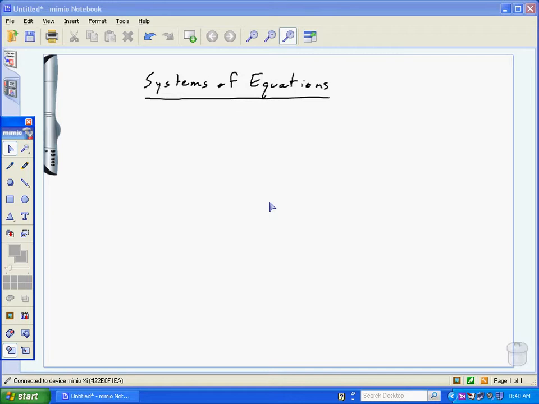Okay, so systems of equations. We're gonna do linear and non-linear. See, my black is messed up. Something's going on with it. So here we go with blue. Linear and non-linear.